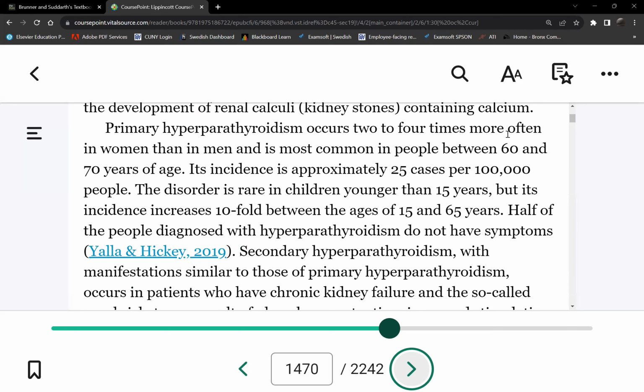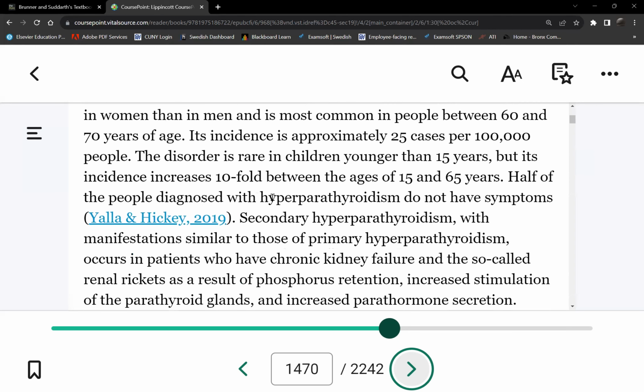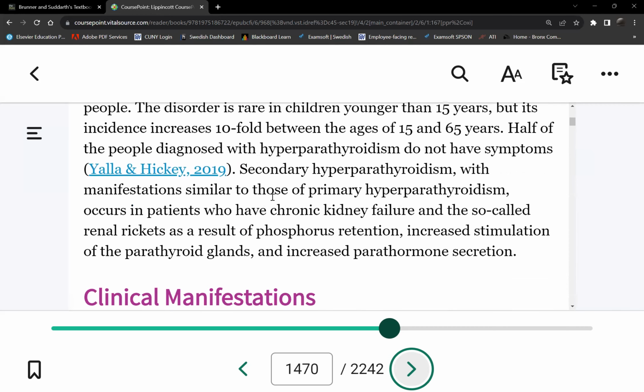So primary is the most common type. It's very common in older people, and those also with kidney disease. Remember chronic kidney disease and ESKD? Most people on dialysis have bone problems. This is one of them. So they'll have hyperparathyroidism, or sometimes they can also have hypoparathyroidism.